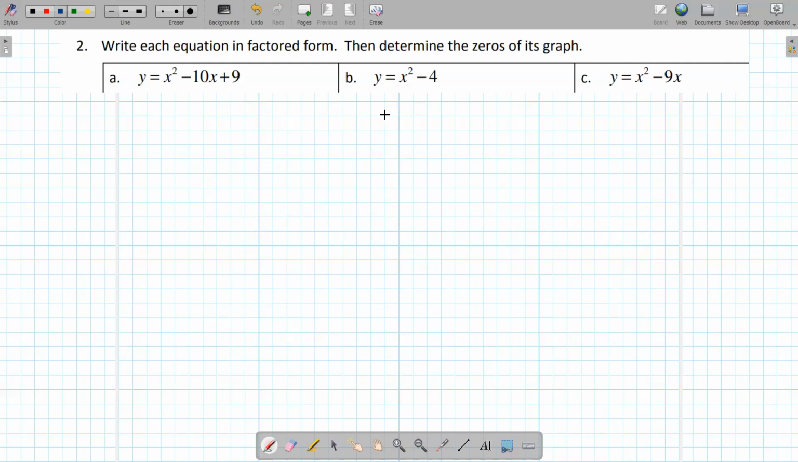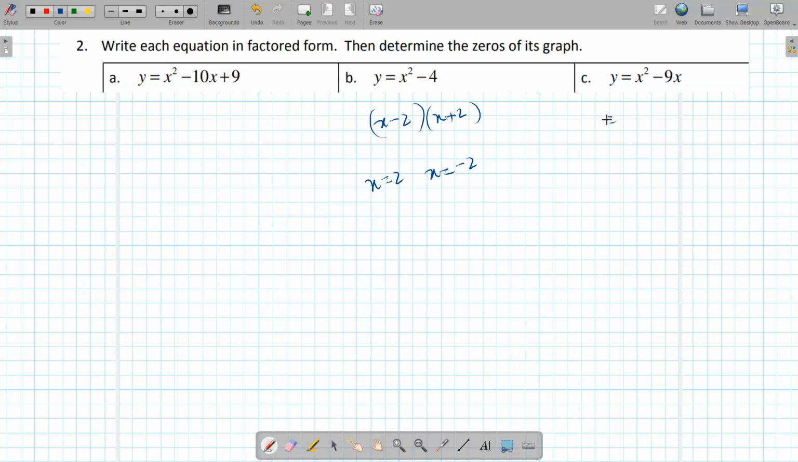So x minus 2? Yeah. And then what's the other one? X plus 2? Right. So where are the x-intercepts now that we've factored it? 2 and minus 2? Yeah. And x equals 2 and x equals minus 2. Okay.